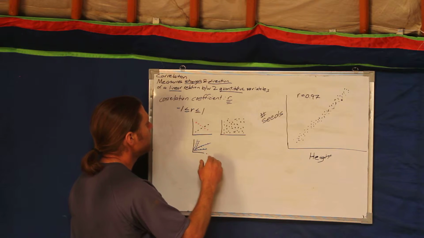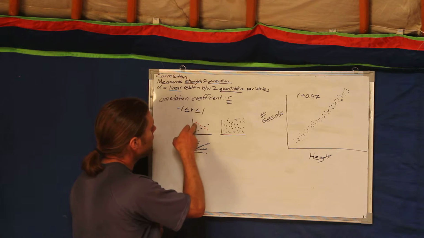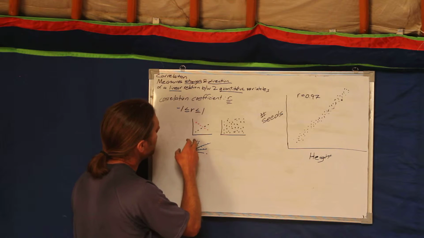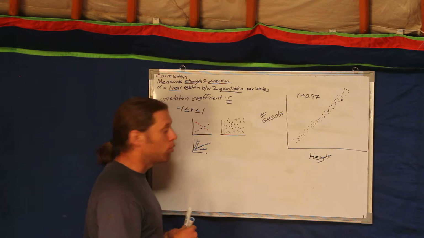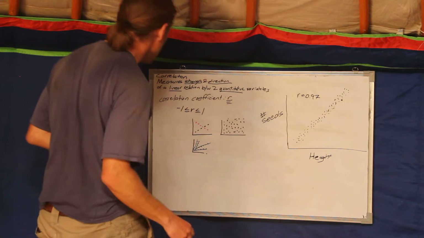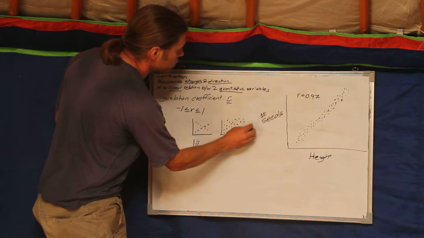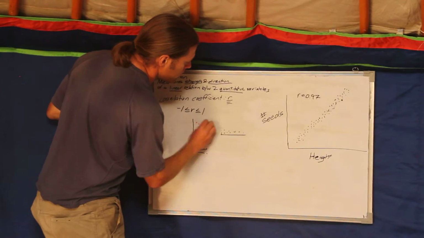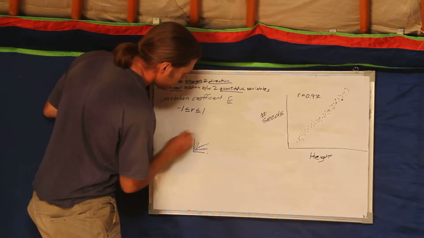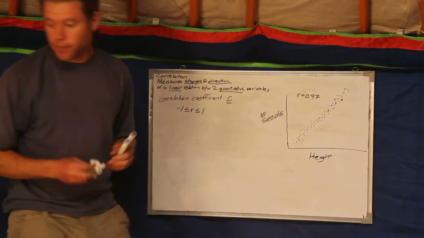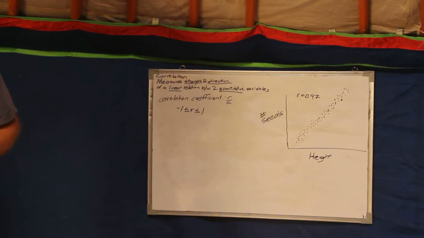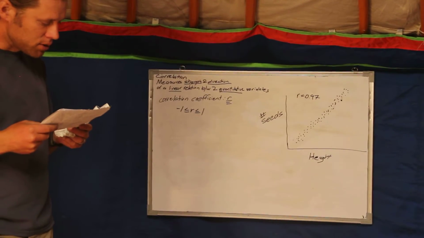And same thing for negative. It can be any slope. It can point this way, point that way, point that way. There's still an r of -1. Okay. But 0 always looks like this. Or close to 0 always looks like this. Okay. So, let's see what the next step here is.